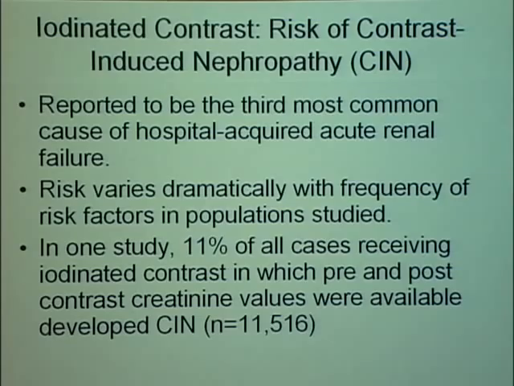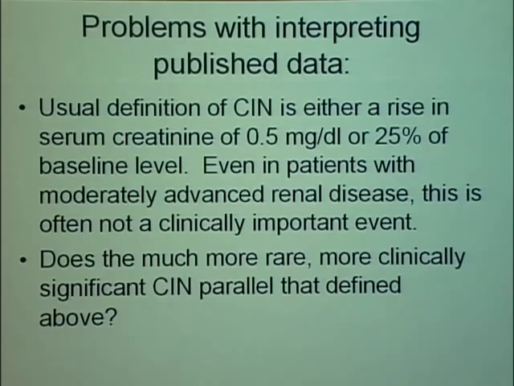One problem is that population studies are limited to those in which patients got a creatinine after they got their contrast. So the lowest risk patients are never included in these kinds of population studies. Also, the definition of contrast-induced nephropathy causes some difficulties in trying to interpret this data as far as practical utility.